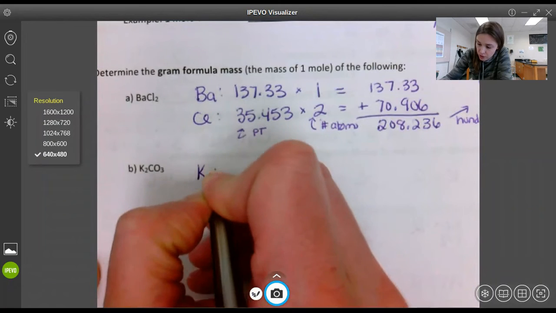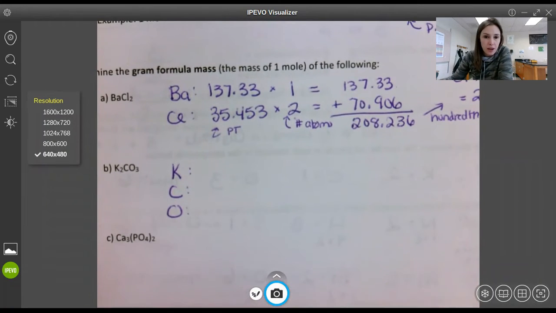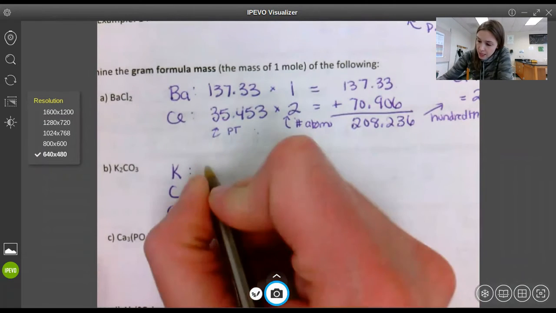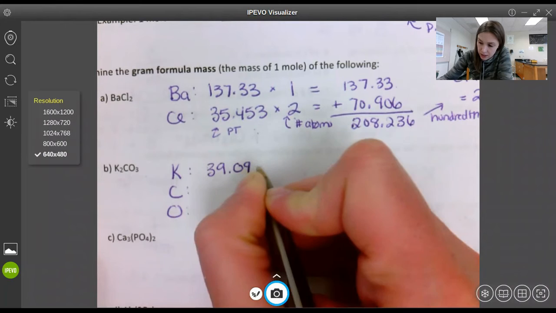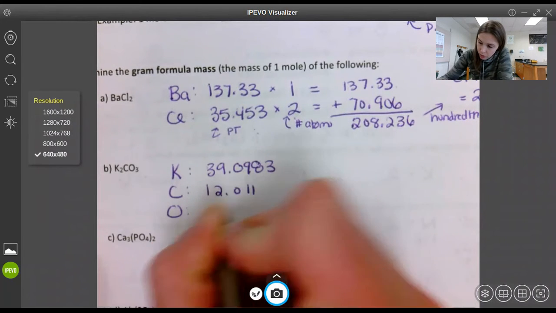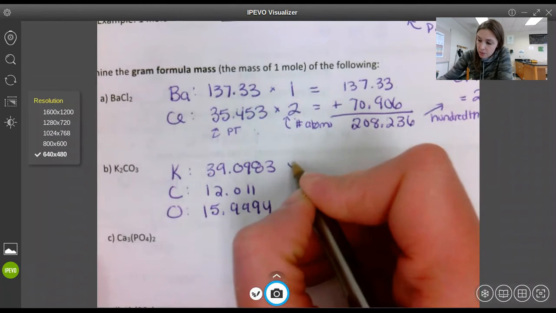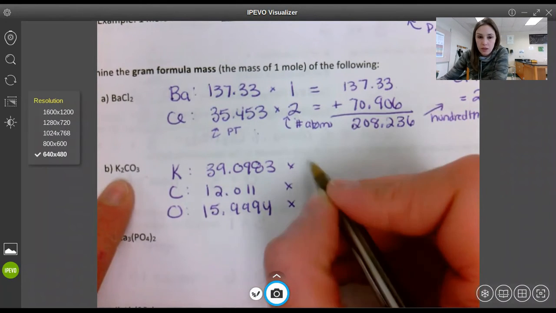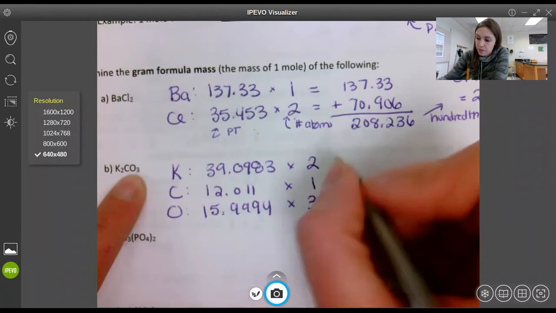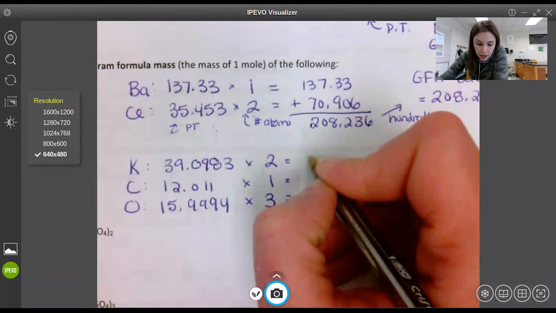So in this one, I have K2CO3. So I have potassium, carbon, and oxygen. Same thing, I'm going to look up their GFMs off the periodic table. For potassium, this is 39.0983. Carbon is 12.011, and oxygen is 15.9994. Then I'm going to be looking at their number of atoms based on the formula. I have 2 potassium, 1 carbon, and 3 oxygen. Then I'm going to simply get the product of each of those.